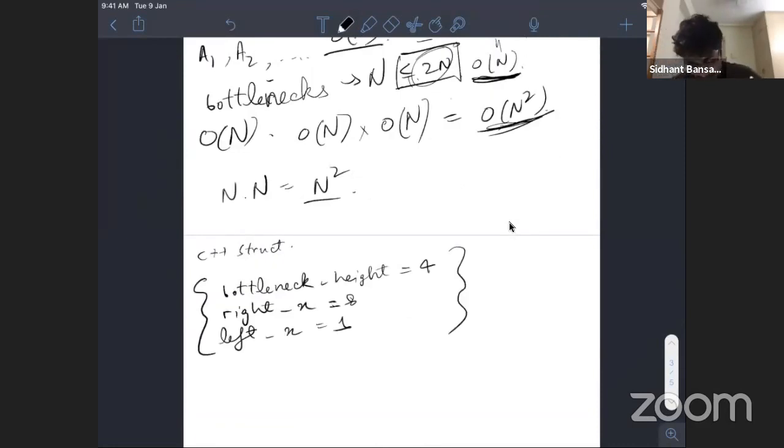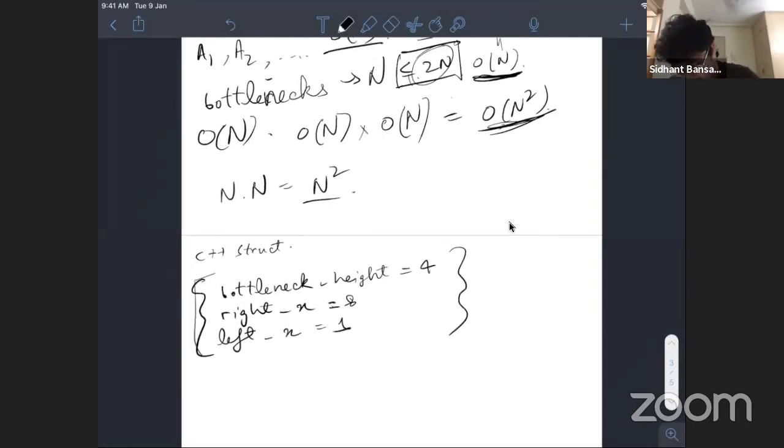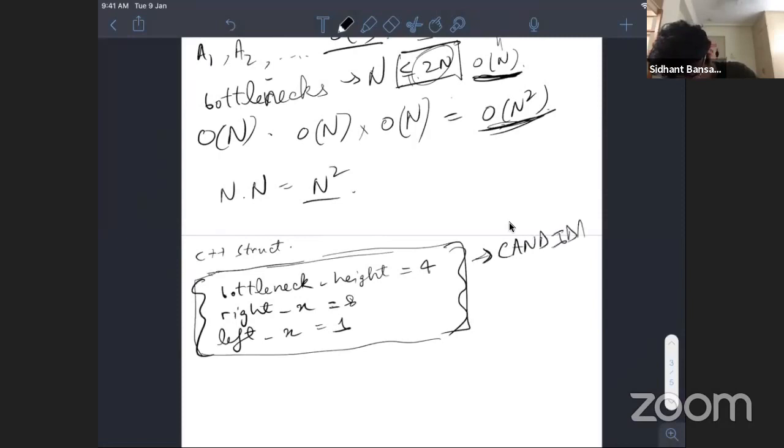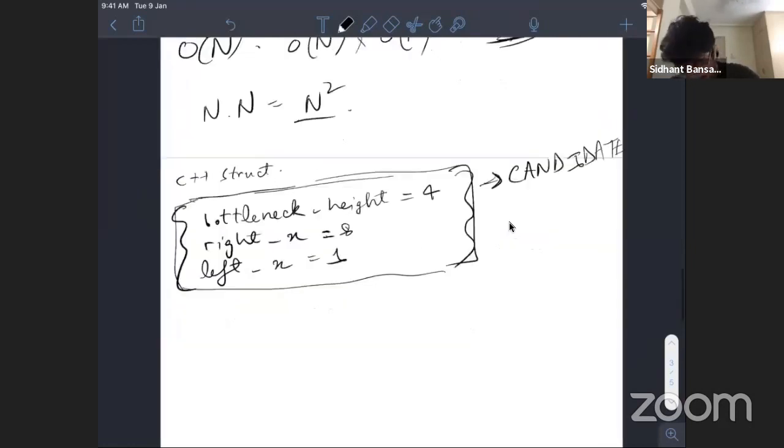So there's this entire structure. If we have this structure, let's name it something. Let's name this, I don't know, candidate. So if you're given these three pieces of information as input, the bottleneck height, the right x, and the left x, then you can calculate the rectangle, you can calculate the area.